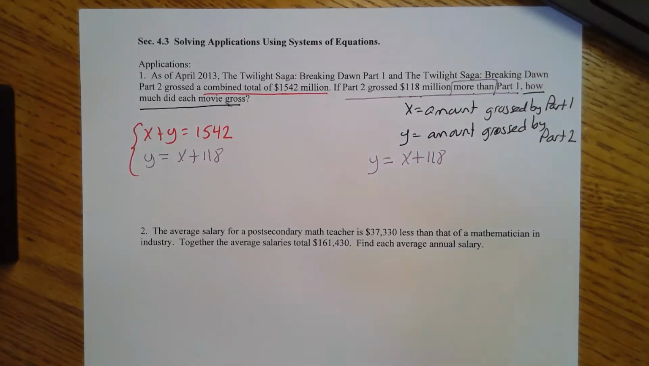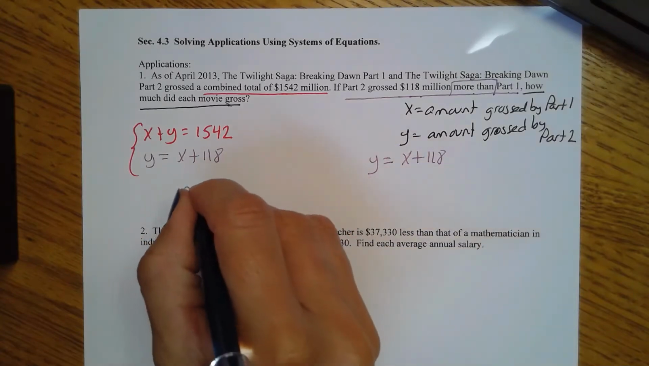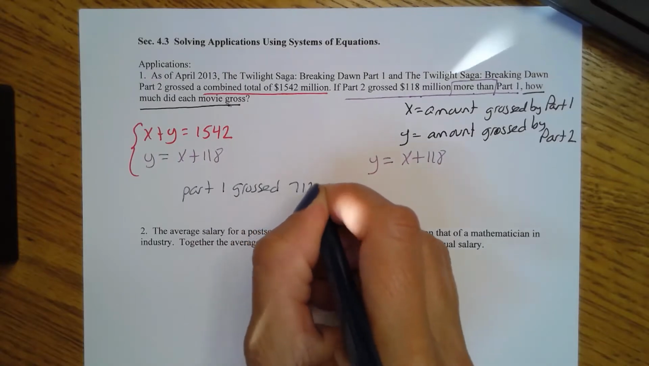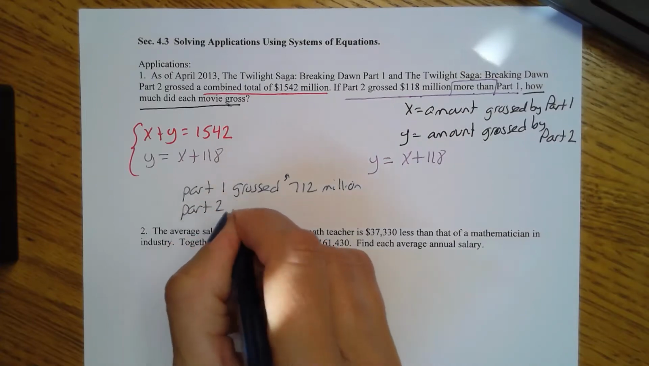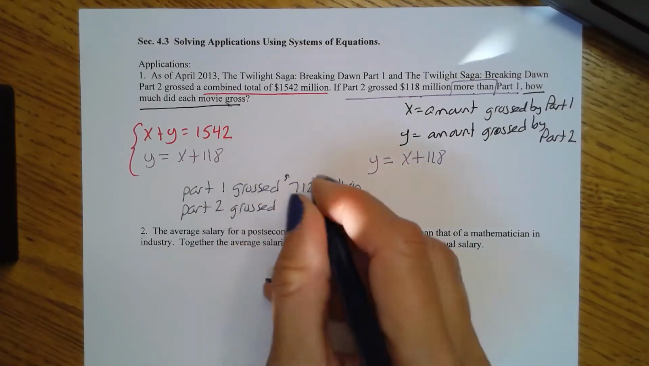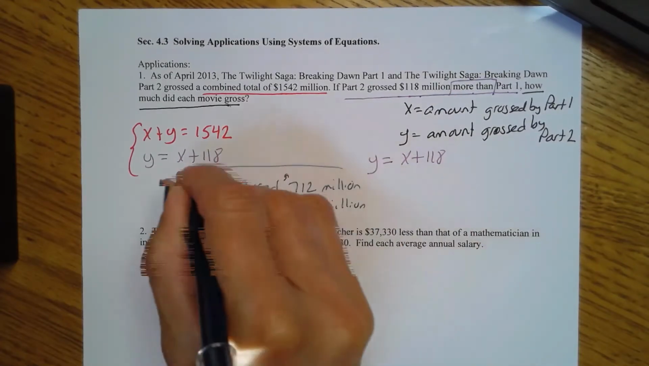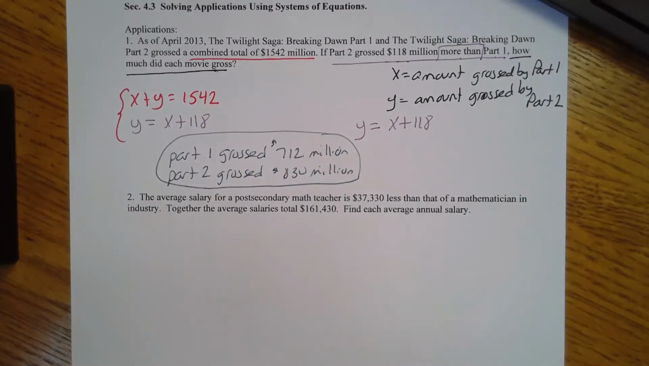So I'm going to let you solve this, and I'm going to give you the answers. So the amount grossed should have been, from Part 1, 712 million, and for Part 2, 830 million. So Part 1 grossed 712 million, and Part 2 grossed 830 million. So again, I want you to write your answers in words. I want you to understand what you found and be able to express the answer in a word format.